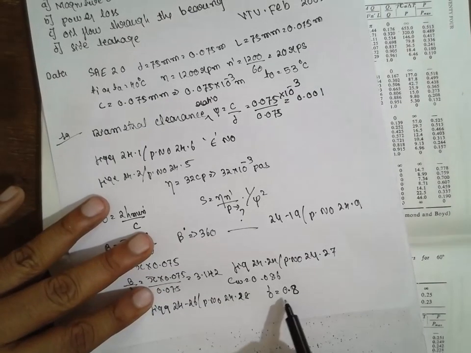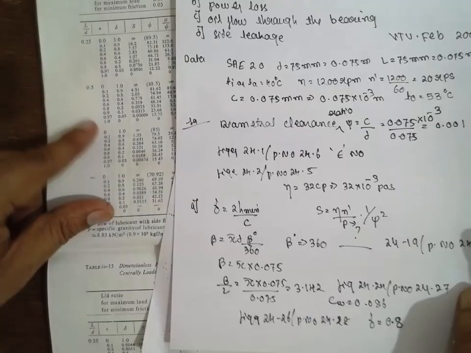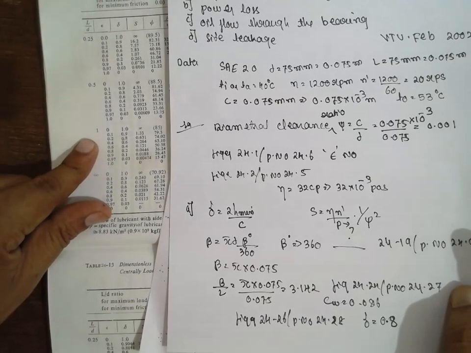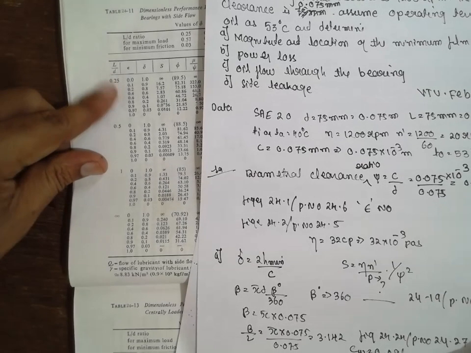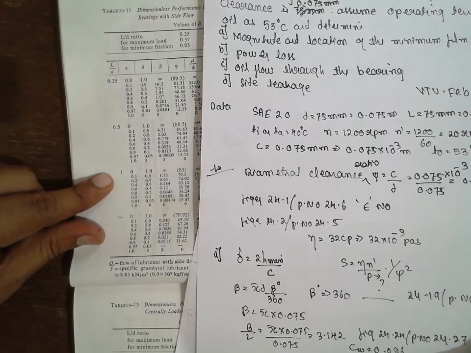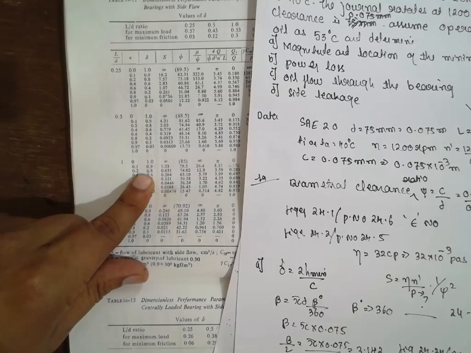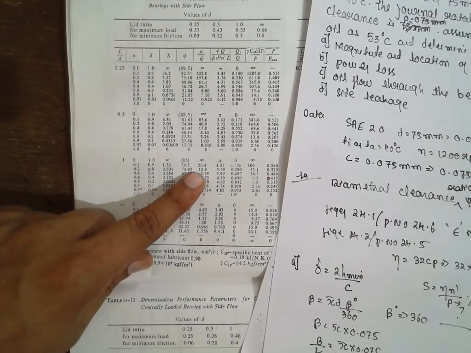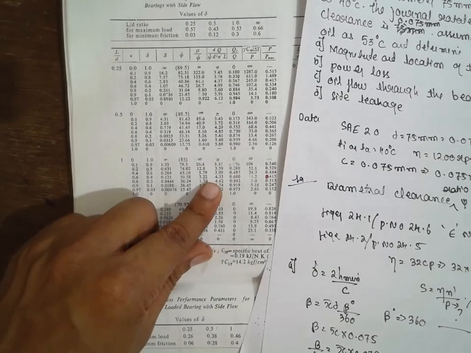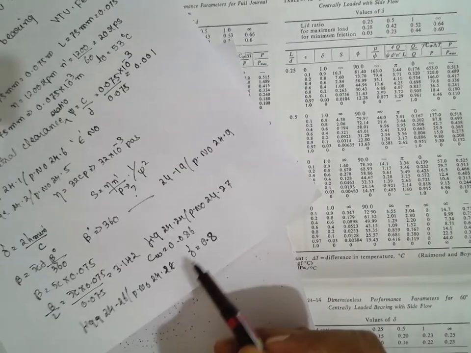Now I got delta is equal to 0.8. Here L by D is nothing but 1. Therefore, for L by D equal to 1, delta is obtained as 0.8. Easy to find. This is the S value, this is the phi value. By using this one you can find out the mu, by using this one you can find out the Q, by using this one you can find out QS. Now I will find one by one.